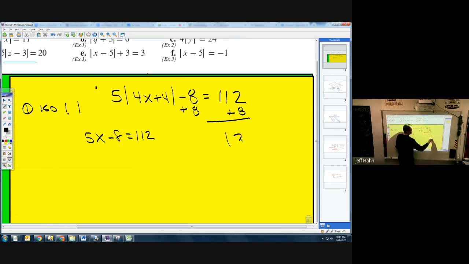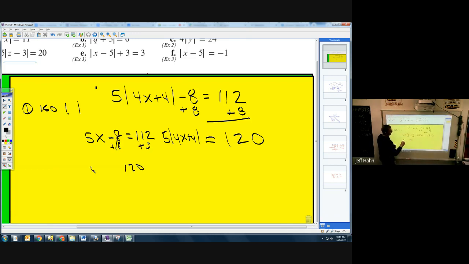Are you with me? So now I have this, correct? I got rid of the 8. Just like in an equation, I would add 8 and get rid of that there, and you get 120 there. Now, how do I get rid of the 5 in front of the absolute value that says 5 times the absolute value of 4x plus 4? Andrew, how do I get rid of 5 times? Divide by 5. Boom, boom. 120 divided by 5 is 24.